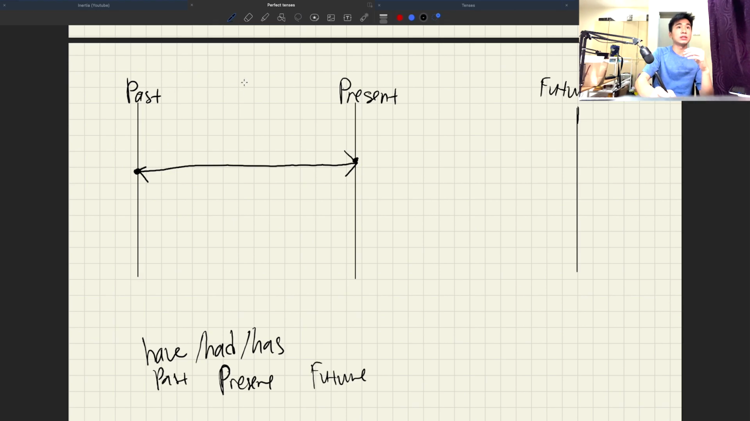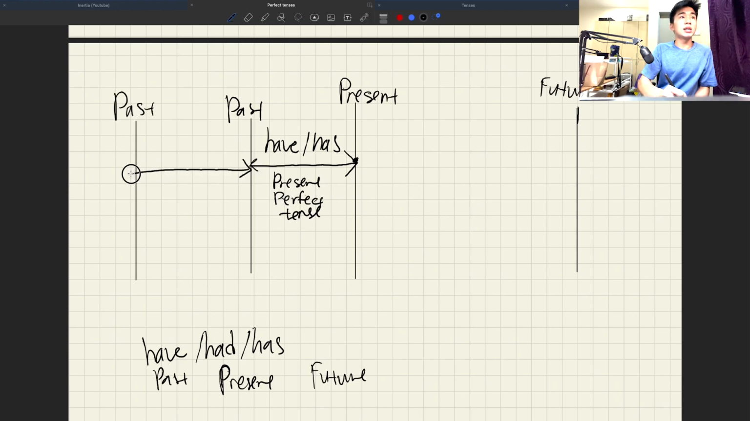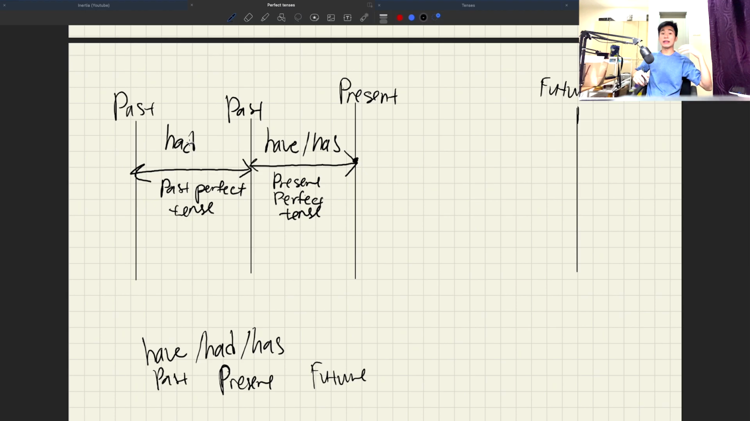Again, an event that had started from the past and is still continuing up to our present time right now, for this we will use have and has. Okay? Have and has. When do we use had? So this is for our present perfect tense. Past perfect tense. Okay? Past, which is just had. Okay, so an event that had started from the past and continues to another past time.